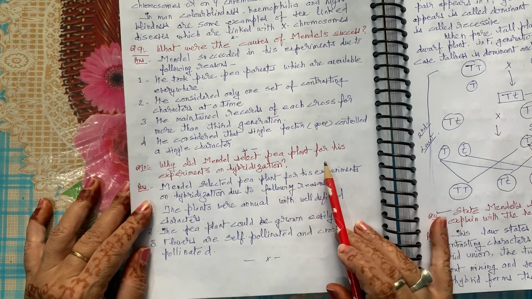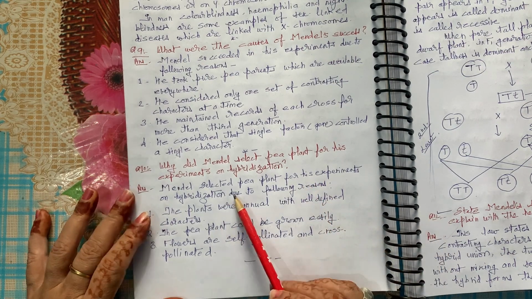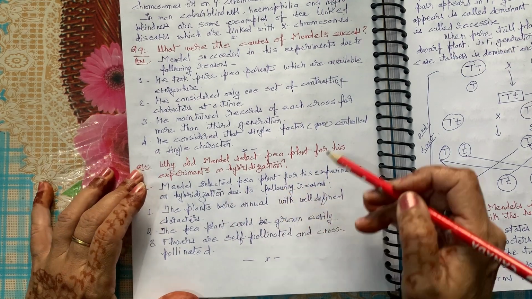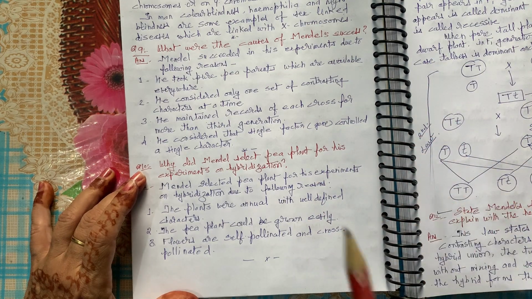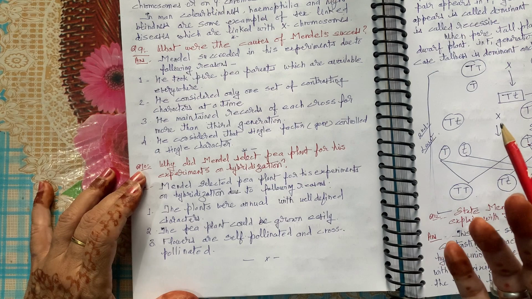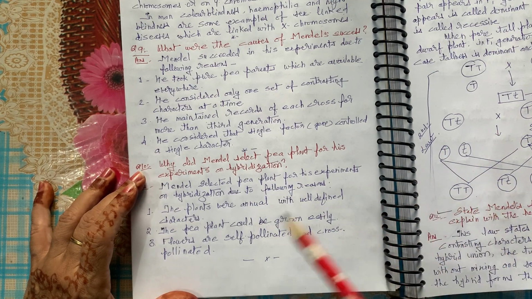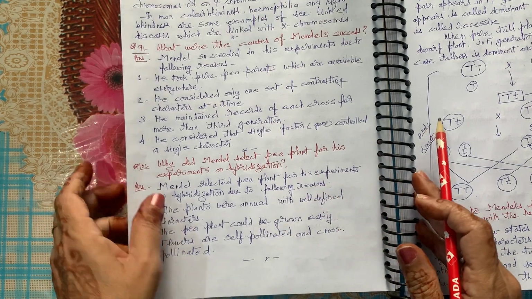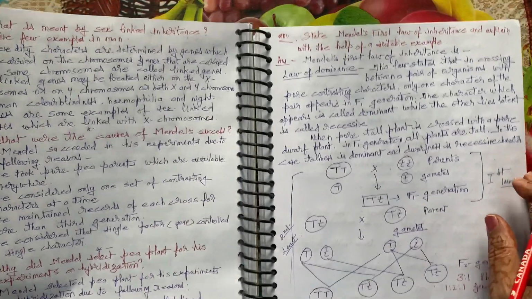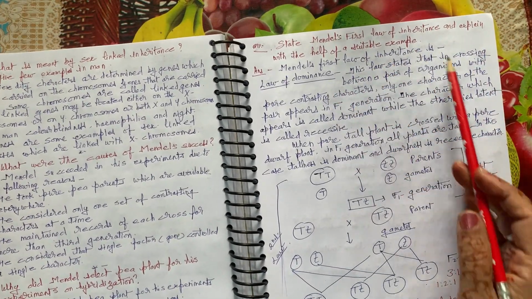Why did Mendel select the pea plant for his experiment on hybridization? Mendel selected the pea plant for his experiments on hybridization due to the following reasons. Plants were annual and had well-defined characters. Pea plants could be grown easily, and flowers are self-pollinated as well as cross-pollinated. Right? Okay. Now the next: state Mendel's first law of inheritance and explain with the help of a suitable example.